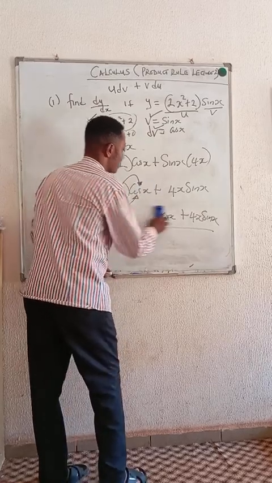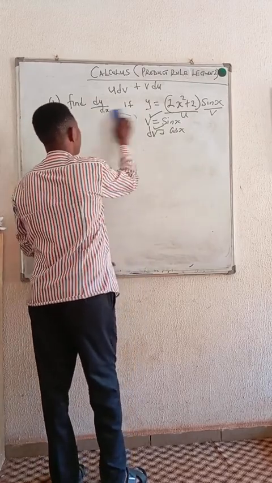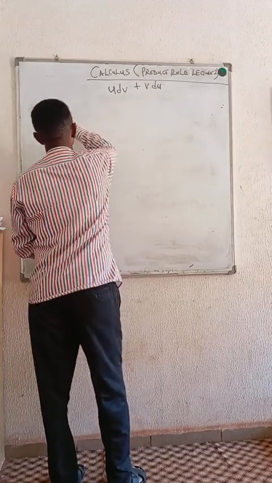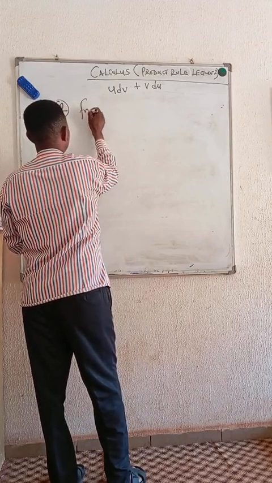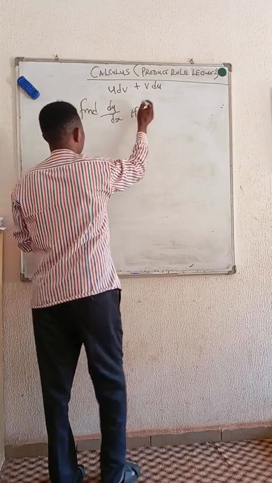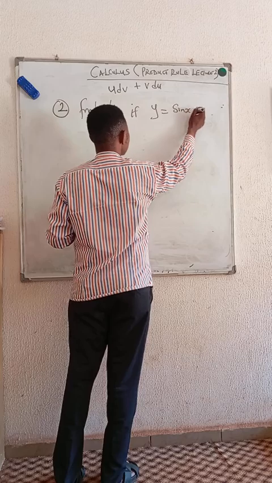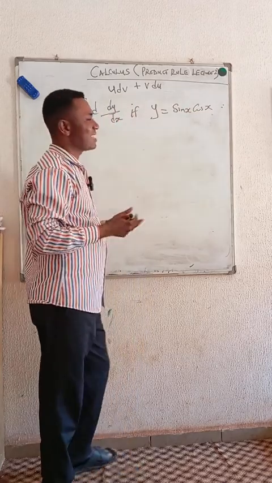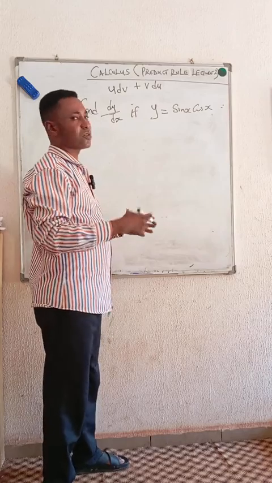So let's check for another example. Now look at this one. Example 2 now. Find dy dx if y is equal to sine x cos x. I say find dy dx if y is equal to sine x cos x.